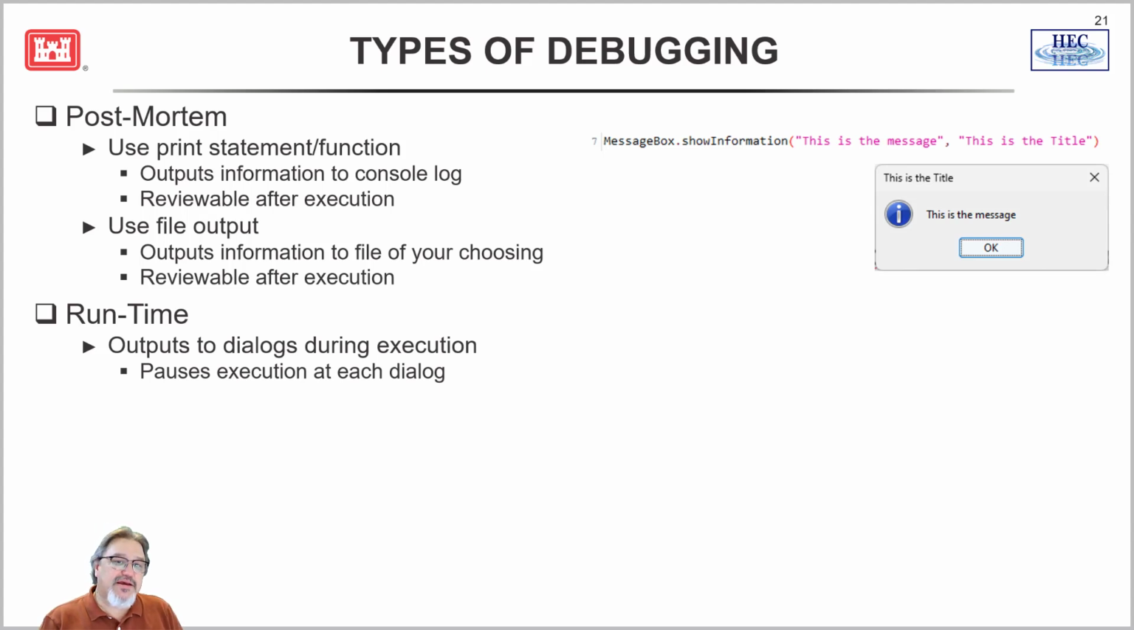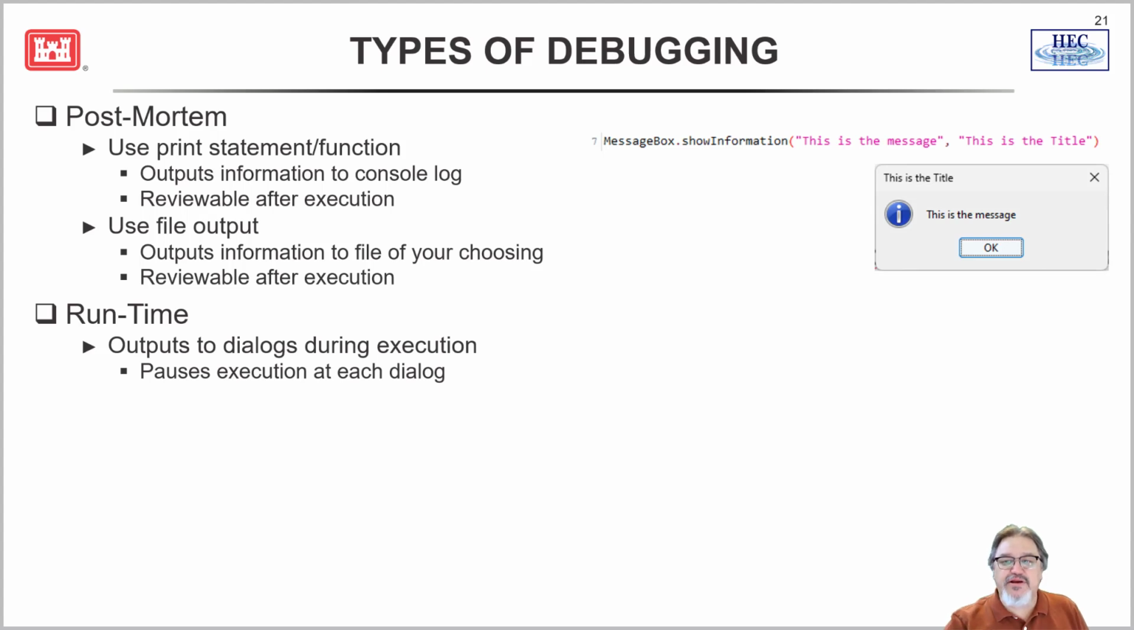It's the same idea, except you see it not after the script runs, but you see it right when you output it. So if you say, message box.show information and put some message out there, that pops up whenever that line executes, and the script does not continue until you say OK. So you can put those at various places in your script to help determine what's going on. Okay, postmortem debugging, runtime debugging.